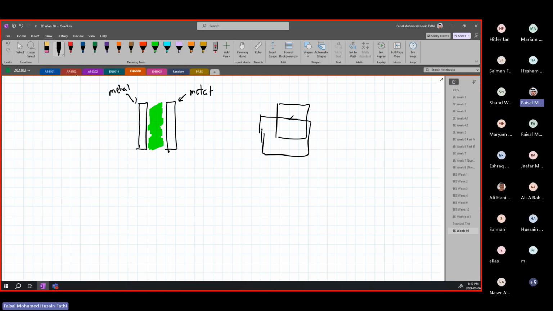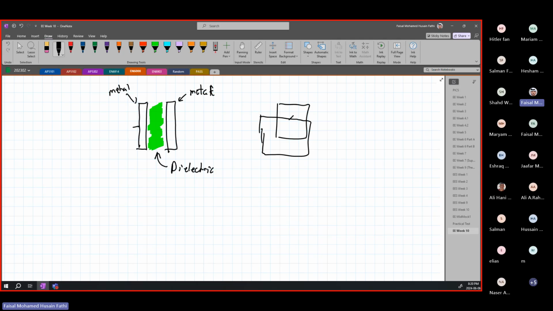What's in between them is usually called a dielectric material. It is a material, or sometimes air, or sometimes wax, or a specific type of material that is somewhat of an insulating kind that will slow down the current between these two metals, or sometimes even completely prevent it. I'm not going to go too much into detail about this.